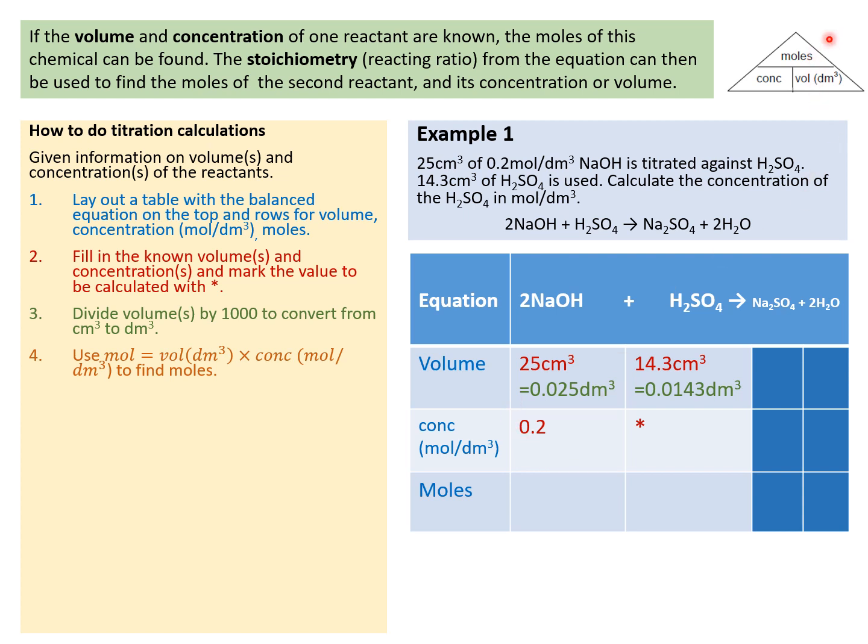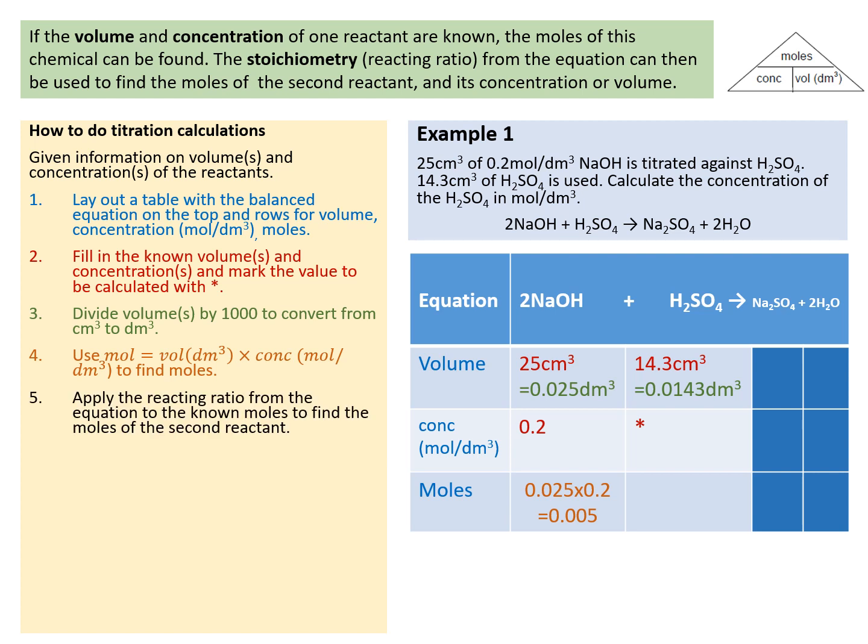And just a reminder, if you are using the formula triangle, you can find the calculation that you need to do by covering up the relevant parts. So in this case, if I cover up moles, I can see that I've got concentration times volume is how I find that. So the moles of sodium hydroxide is going to be 0.025 times 0.2, which gives me 0.005 moles. Note here that I have used the volume in dm³ as I calculated in the previous step.